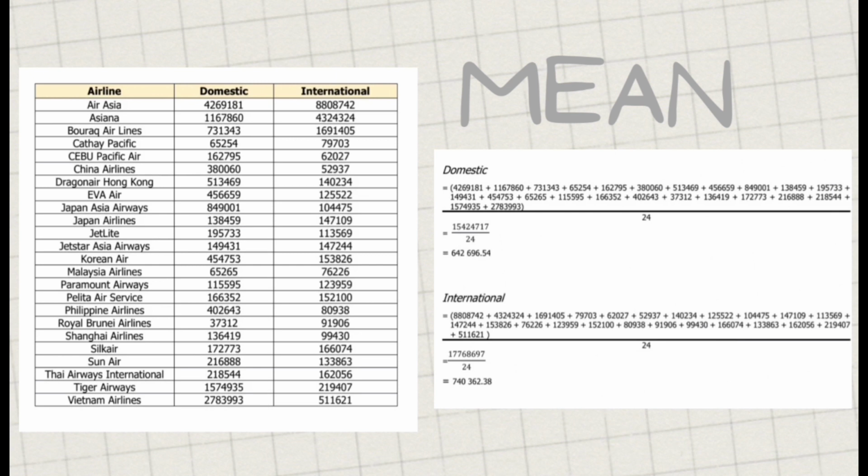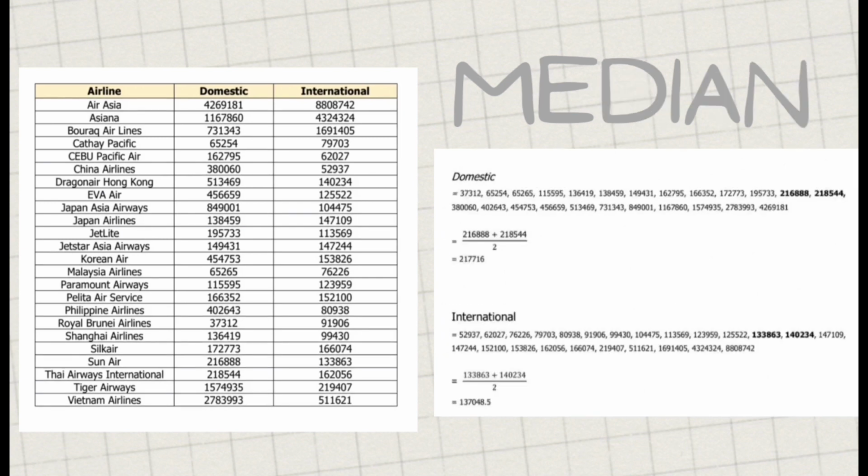The answer that I got is 740,362.38. So from the mean for domestic and international, we can say here that domestic has 97,665.84 fewer passengers than international.